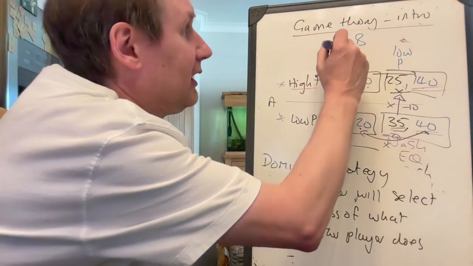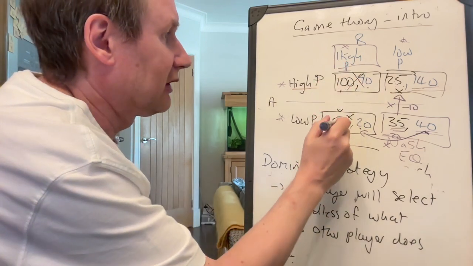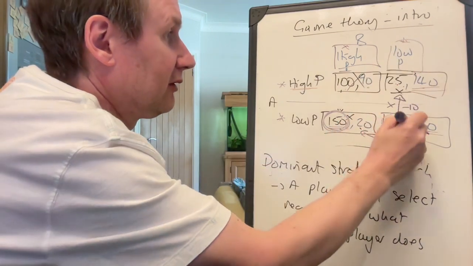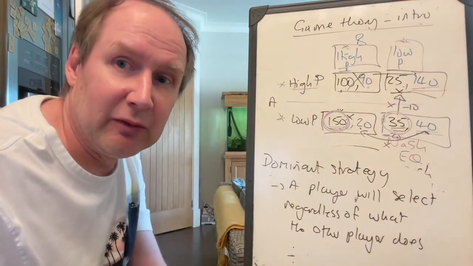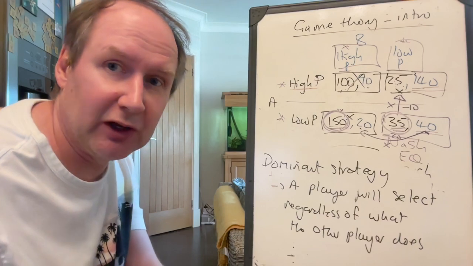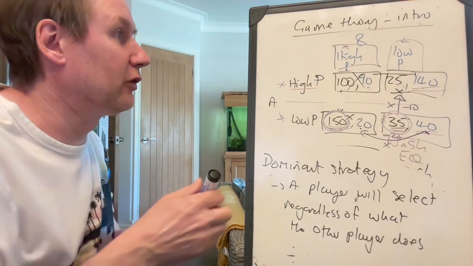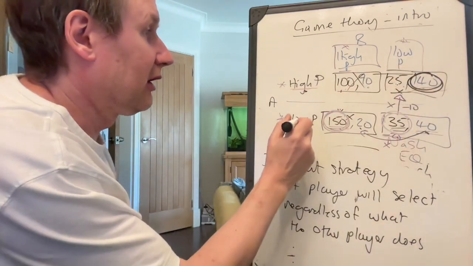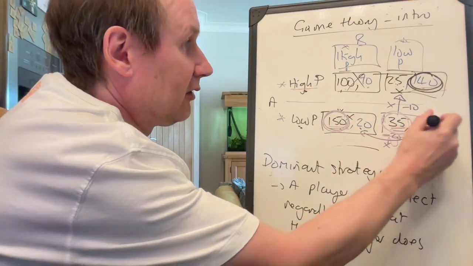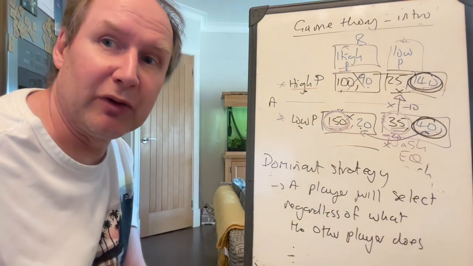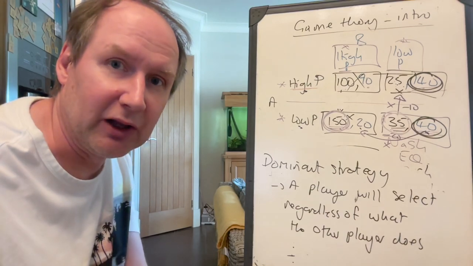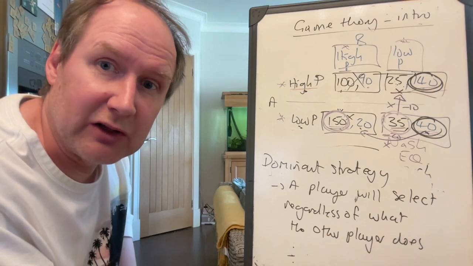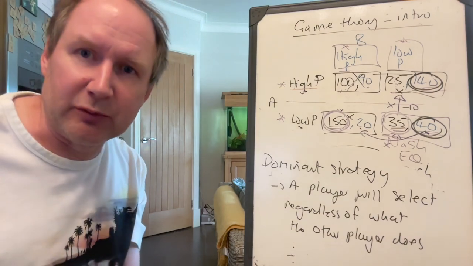If player B plays high, we've said that player A is going to play low. If player B plays low, again, player A plays low. So player A has a dominant strategy of low, but it's also true the other way around. If player A plays high, player B will play low. Likewise down here, if A plays low, player B plays low. So in this case, both players have a dominant strategy of playing low. However, you don't need both players to have a dominant strategy to reach a Nash equilibrium. And that's what we'll explore in a minute.